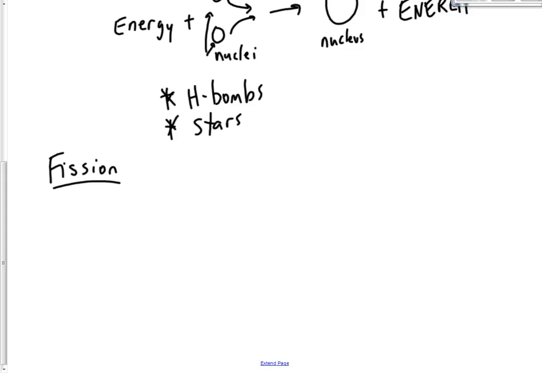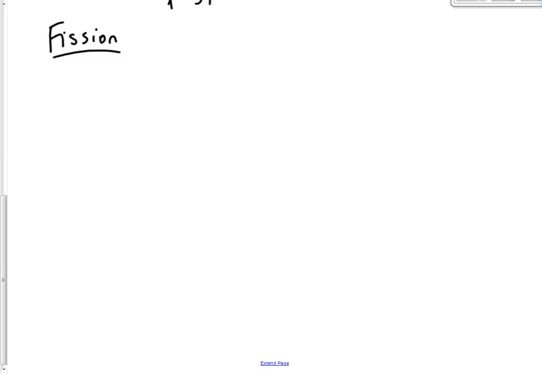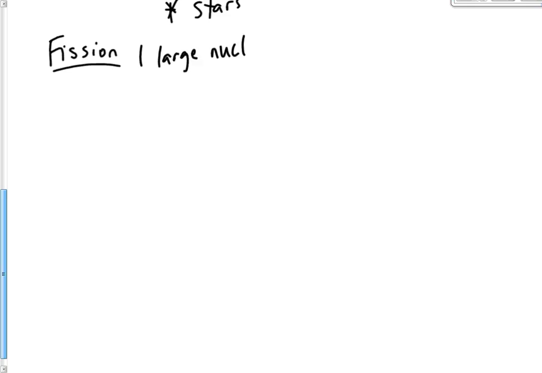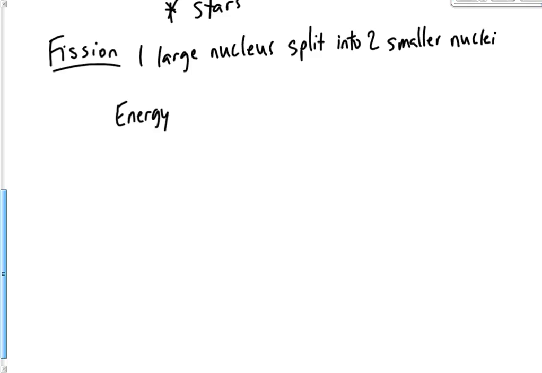Fission is the exact opposite. Fission, we're taking one large nucleus and splitting it up into two smaller nuclei. And what we do here is we have a little bit of energy. We're going to energize that nucleus a little bit. We're going to throw a neutron at it, shoot it with a neutron essentially, plus this large nucleus.